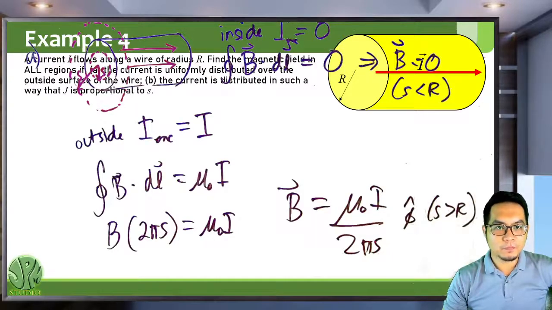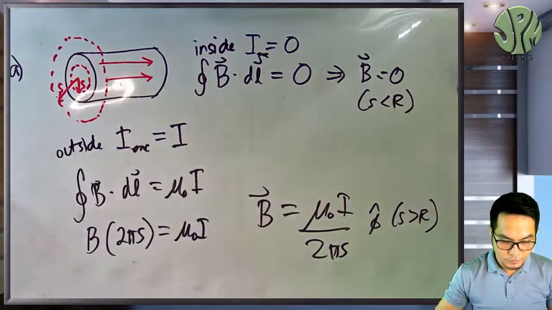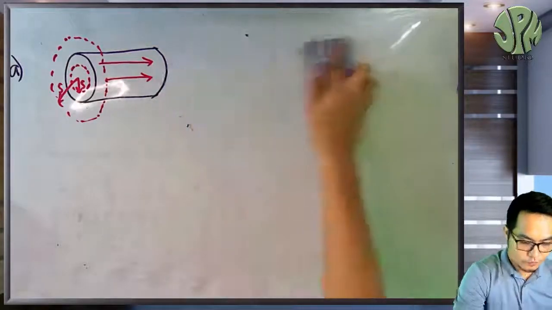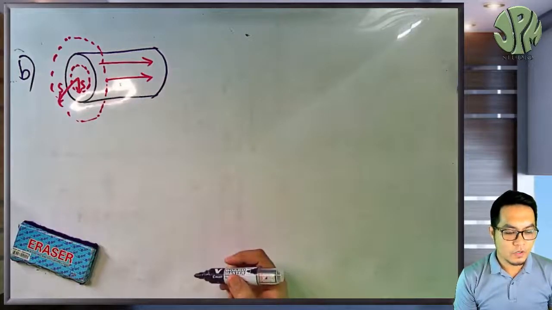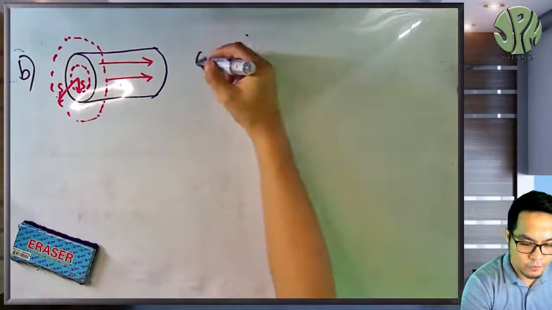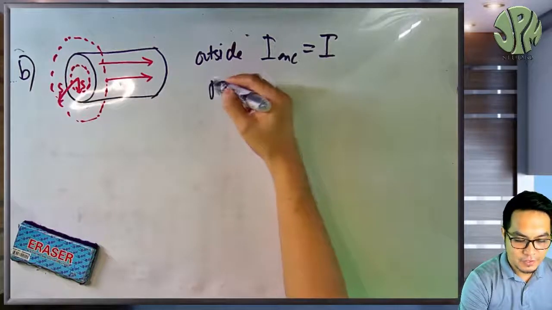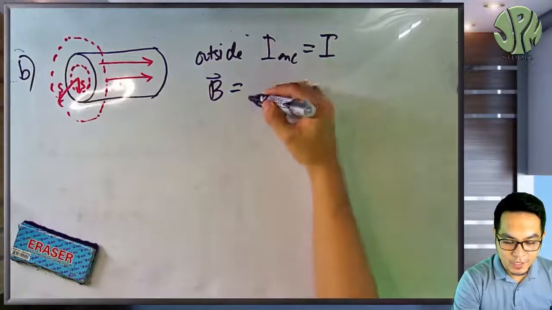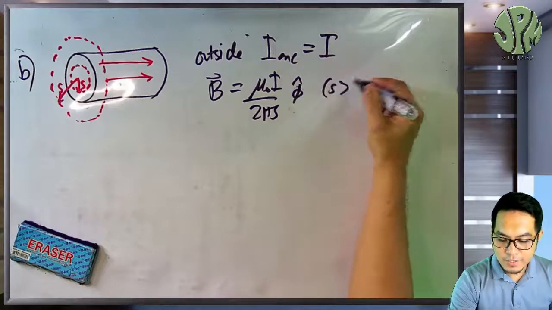Now for the second problem, the current is distributed within the volume, such that the current density is proportional to s. This means that J is equal to some proportionality constant k times s. So we do the same for letter B, but these currents are now within the volume. Let's first solve for the magnetic field outside, because this is easier. Outside, the current enclosed is just the total current I. So the magnetic field is the same as in letter A: mu naught I over 2 pi s, in the phi hat direction. This is for s greater than R, or outside.